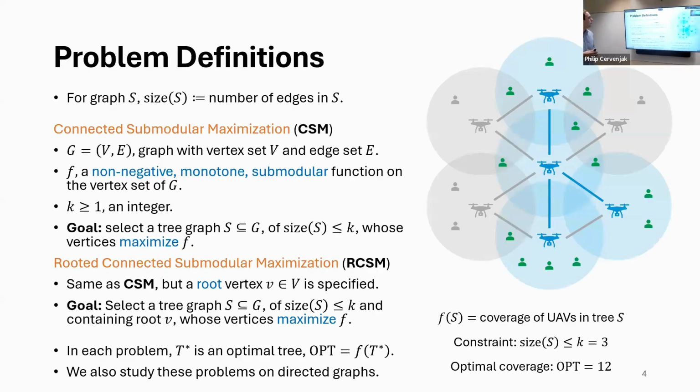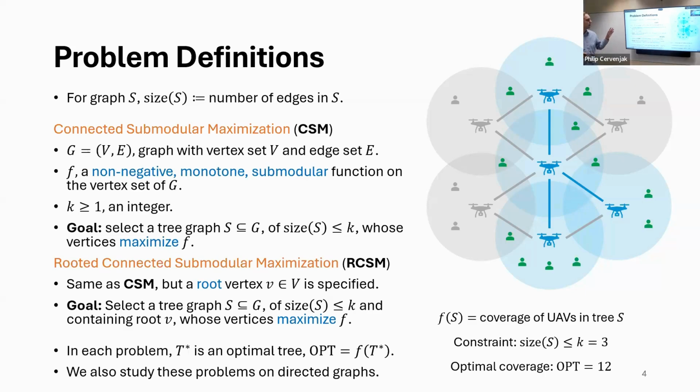Okay, so first we just introduce the problem. I'll just firstly say that for some graph, a mathematical graph, we define the size of that graph to be the number of edges. So we're going to just use that notation throughout the presentation. And the main problem we'll be looking at is connected submodular maximization.